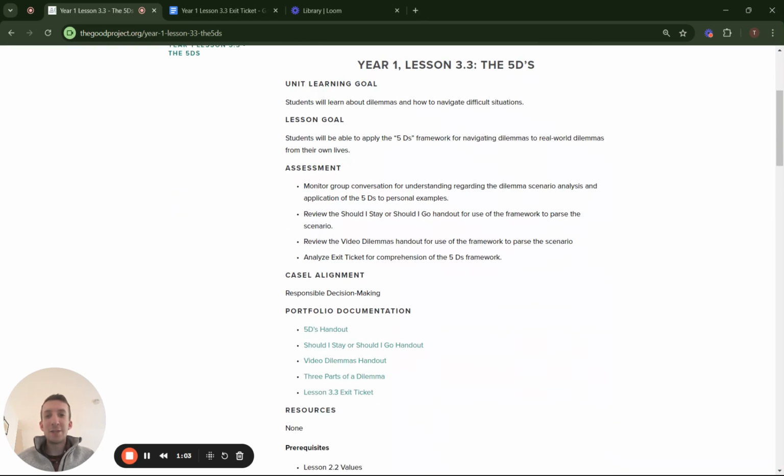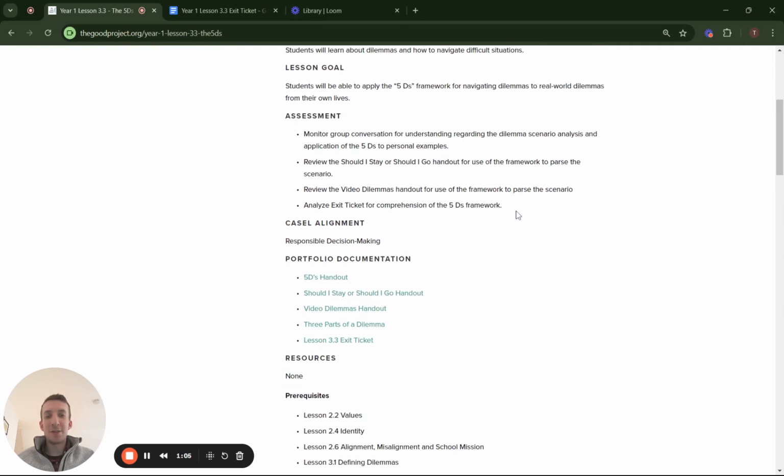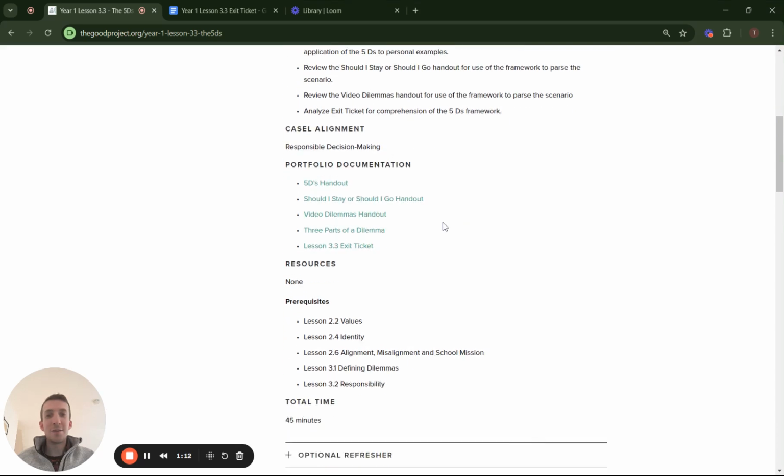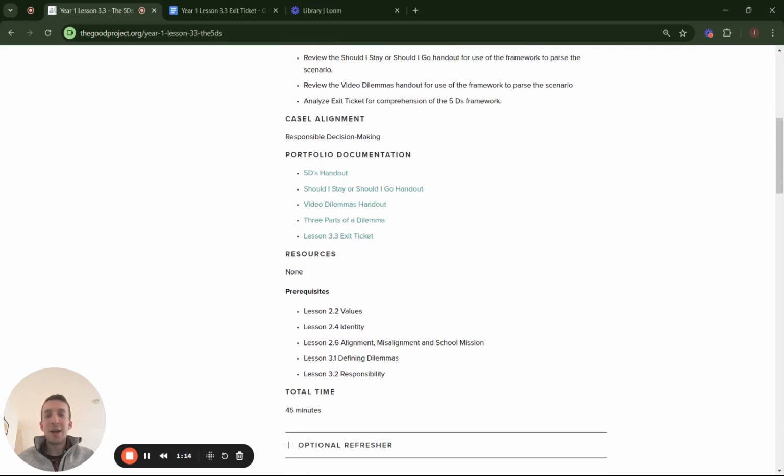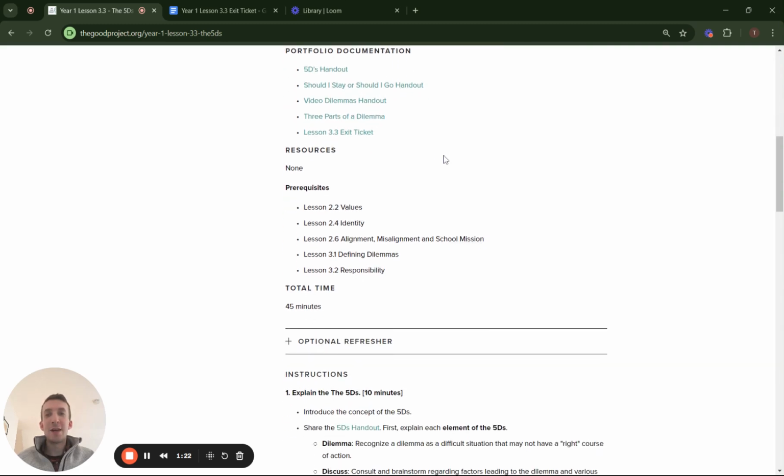The assessment recommendations are here about how to actually look at whether students are able to apply the 5Ds in the conversations and in the documentation generated through this lesson. For CASEL, the framework on social emotional learning, this lesson most aligns with responsible decision making, that element. There's portfolio documentation, and then there are a decent number of prerequisites here.